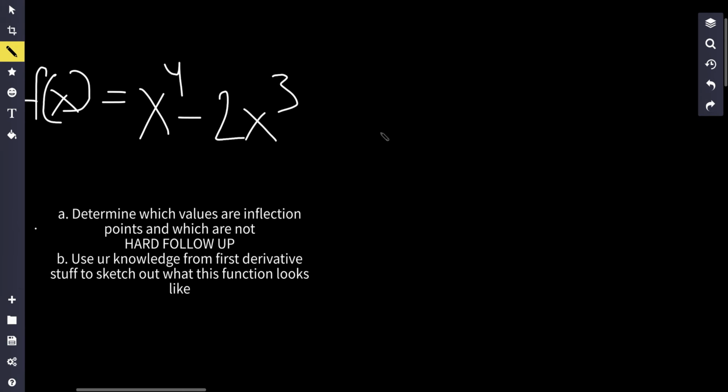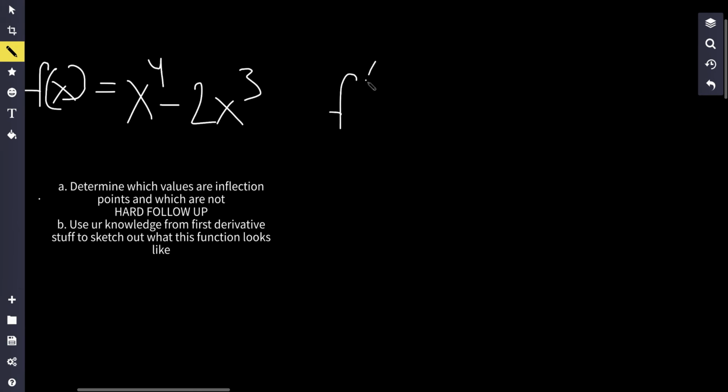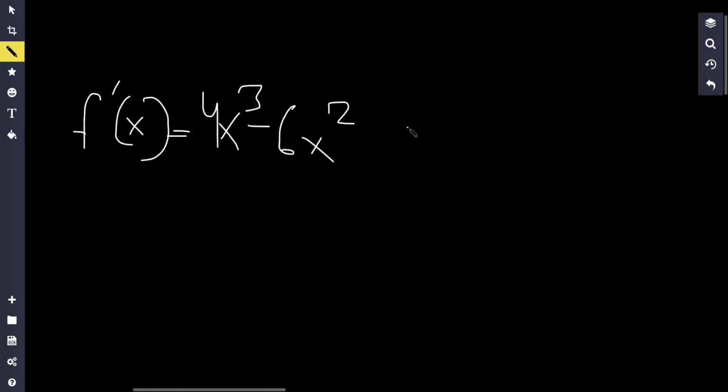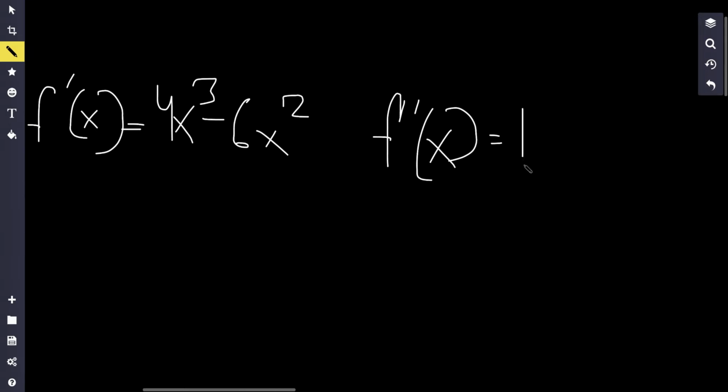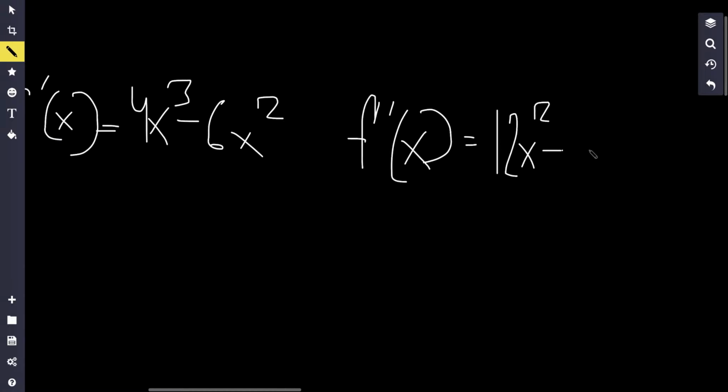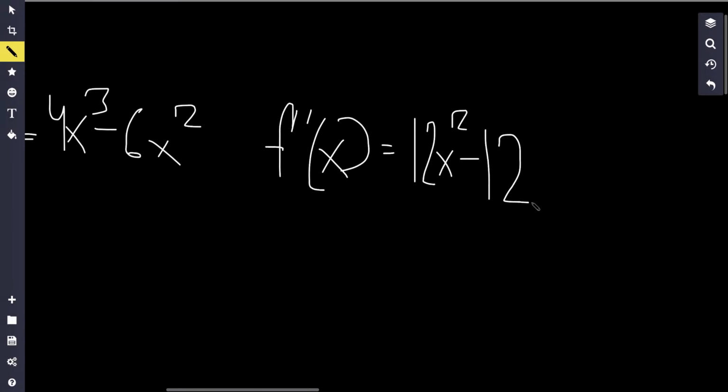Remember, for inflection points, you're going to be dealing with the second derivative, right? So for the first derivative, if you do the power rule on this, you're just going to get 4x to the third power minus 6x to the second power. If you do it another time, you're going to get 12x to the second power minus 12x.